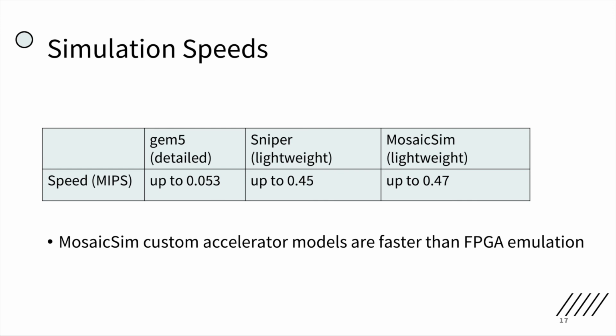So how does MosaicSim compare in speed to other simulators? Measuring speed as millions of instructions per second, we find we are comparable to the speed of Sniper, which is another lightweight simulator. We're also an order of magnitude faster than the detailed gem5 simulator. It's worth noting as well that since MosaicSim's custom accelerators provide closed-form performance modeling and not functional accuracy, they're even faster than FPGA emulation and orders of magnitude faster than RTL simulation.